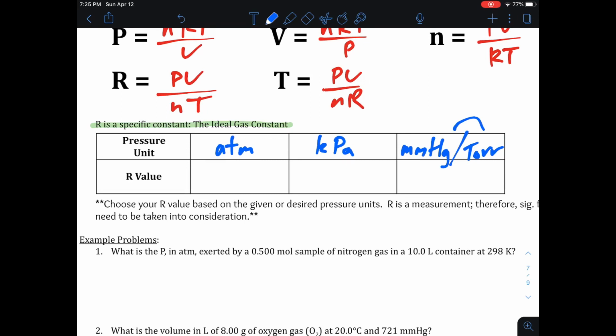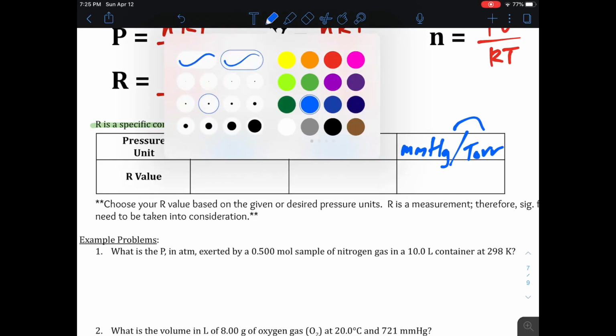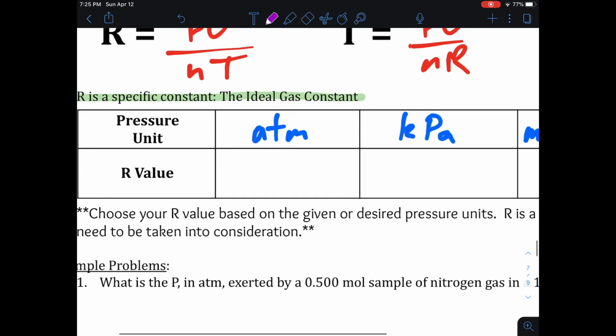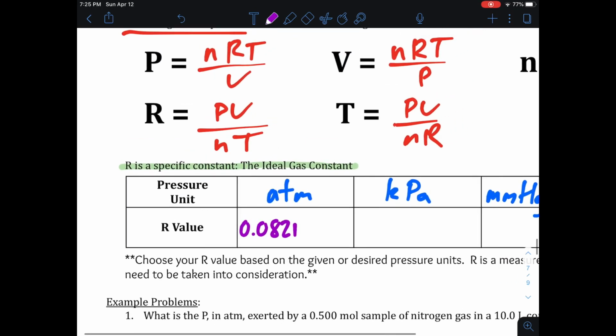So, depending on the pressure that comes up in the problem, or the pressure that you're solving for, we use different R values. Here are the R values that you'll want to write down, depending on the pressure. If the pressure is in atmospheres, the R value is 0.0821. This R value does have a unit. We could actually solve for it. Remember that R equals PV over NT? Well, if pressure is atmospheres, and volume is liters, N is moles, and temperature is Kelvin, that becomes our unit for this R value.